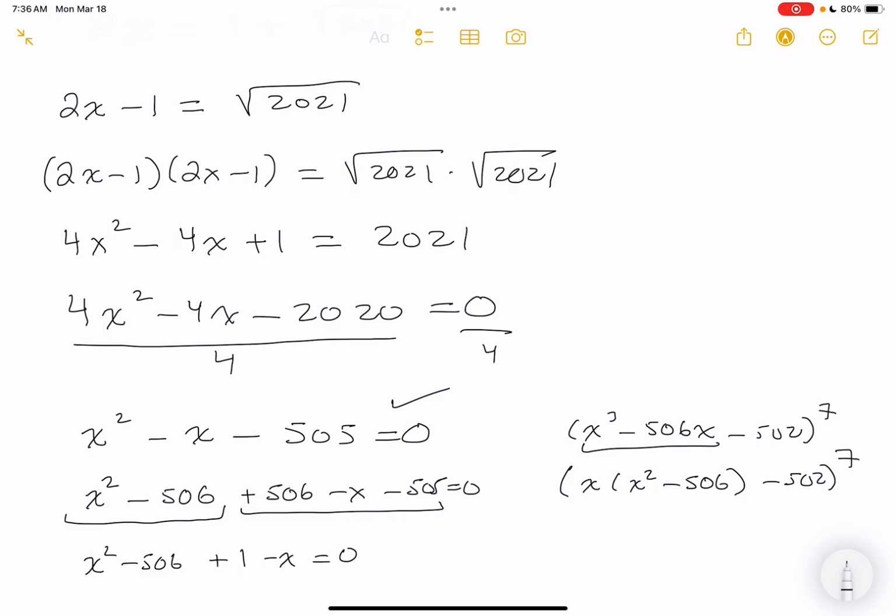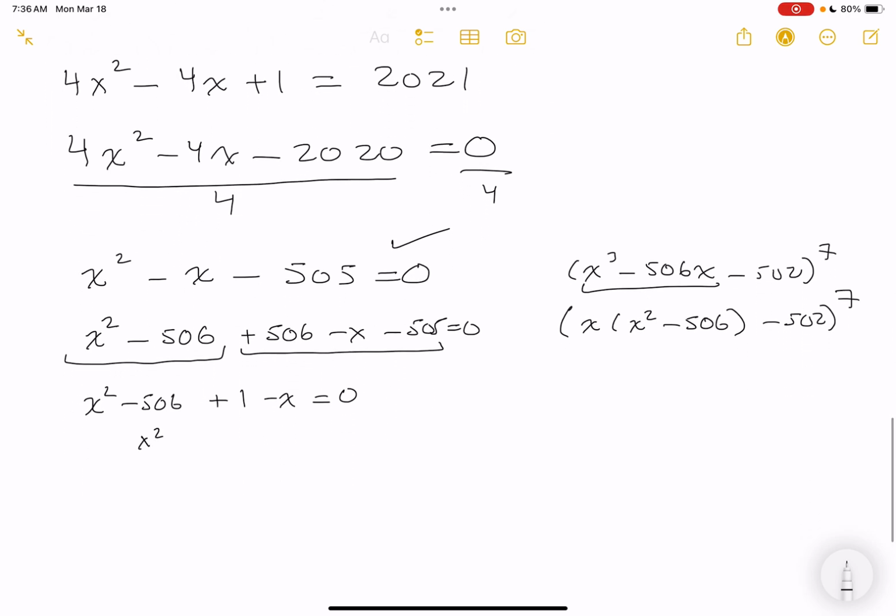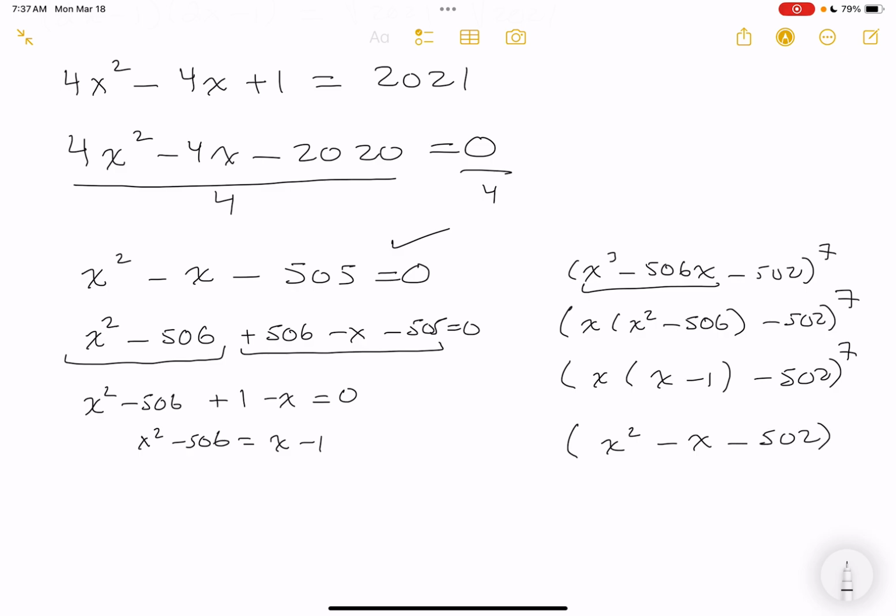All right? So I'm starting to see that x squared minus 506 can be written as x minus 1. So let's write that down now: x minus 1, minus 502, to the 7th power. All right, I'm looking at that. It's simpler. It's quadratic now, and it's no longer cubic. Let me multiply that. You get x squared minus x minus 502, to the 7th power. Now let me lightly cross this out. I've used that already. Now, do I see the x squared minus x? I do. It's right over here.